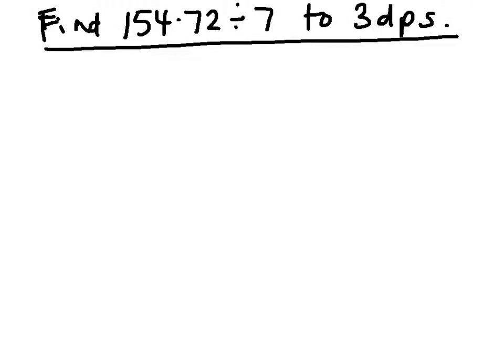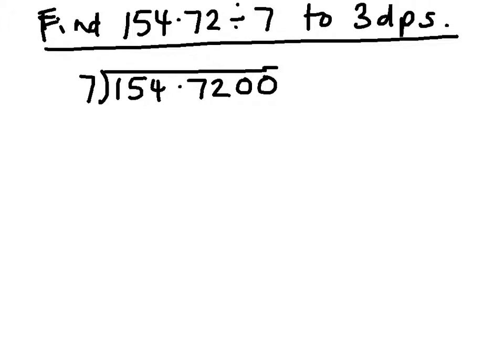In this question, we're going to find the answer to the following question, 154.72 divided by 7, and we want that answer to 3 decimal places. So the first step is to write the question down, and if we want the answer to 3 decimal places, we need to write 4 decimal places in our working out. So the question becomes 154.7200 divided by 7.